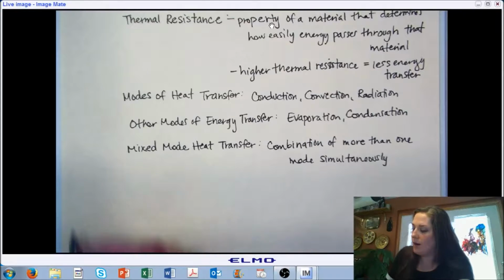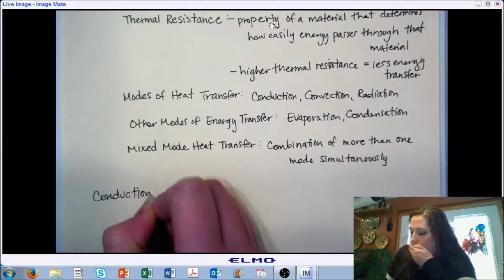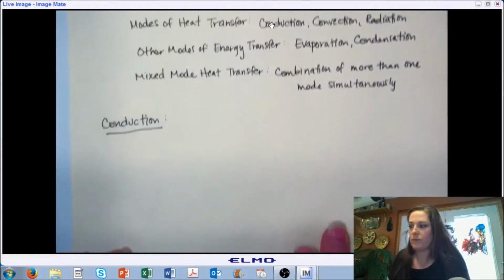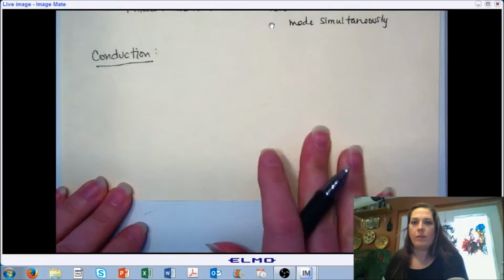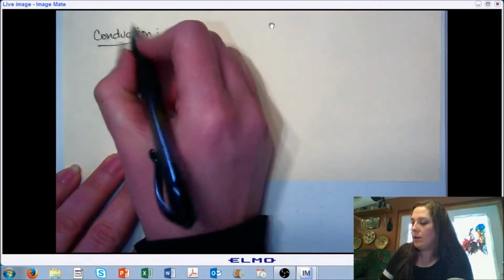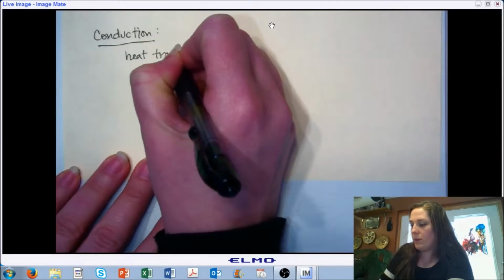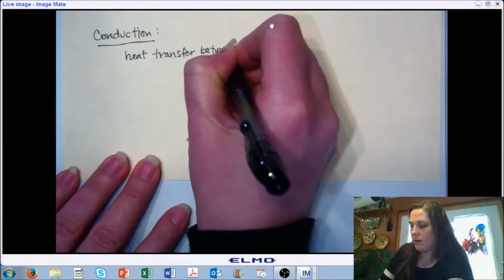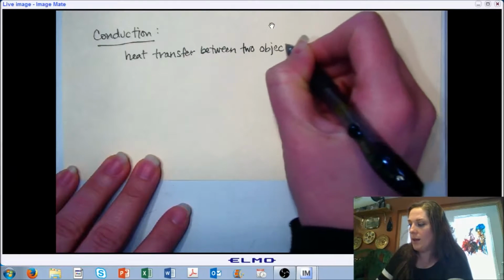So let's go ahead and start with our first mode of heat transfer that we're going to review, which is conduction. Conduction occurs when we have heat transfer, or thermal energy transfer, between two objects that are touching. That's a requirement to have conduction.